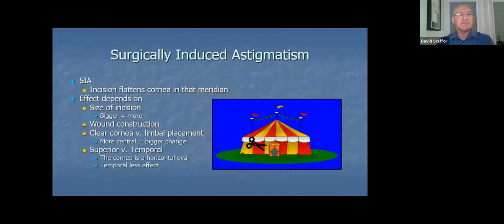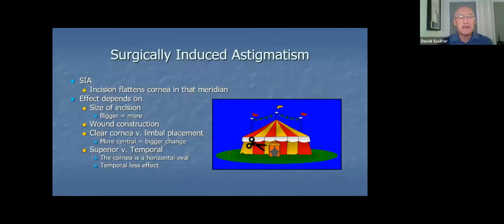So surgically induced astigmatism, this again is something which causes quite a bit of confusion. Surgically induced astigmatism happens because the way the cornea is built up is a series of fibres that cross the whole width of the cornea from one side to the other. And when you make an incision in one of those fibres, it flattens the cornea in that meridian.